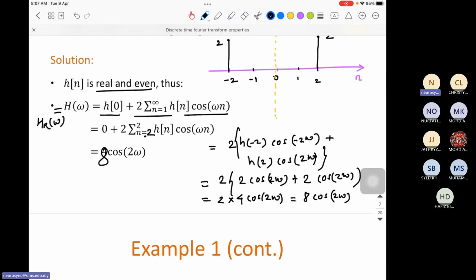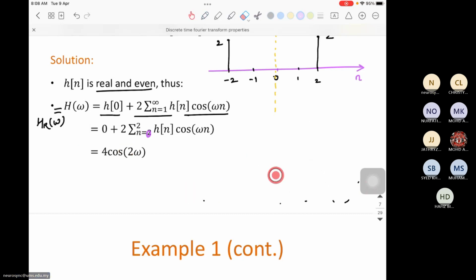If I'm taking summation from minus 2 to 2, then this factor 2 should not be there. If I'm taking summation from 0 to 2, only in that case can I put factor 2. Correct? Are you following me? Have you understood the mistake? Can the doctor explain it again?